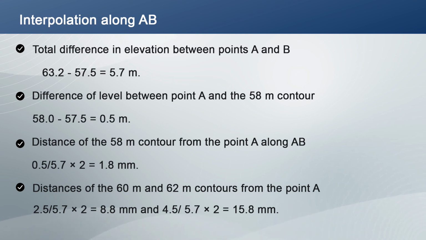Similarly, the distances of the 60 meter and 62 meter contours from the point A can be calculated. This will be 2.5 divided by 5.7 into 2 equal to 8.8 millimeter, and 4.5 divided by 5.7 into 2 equal to 15.8 millimeter respectively.